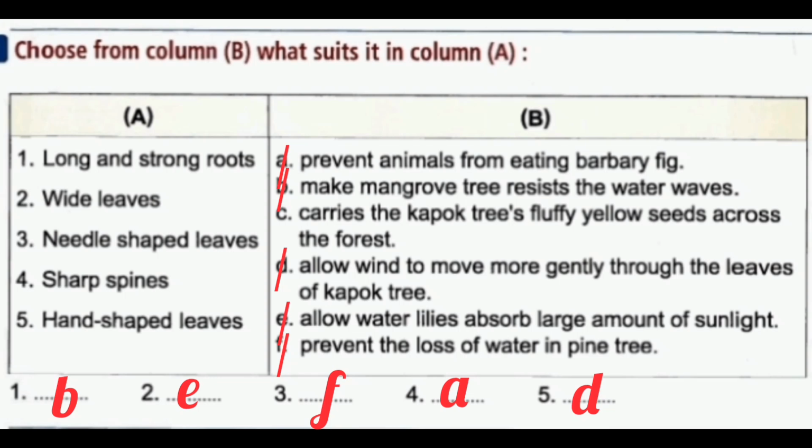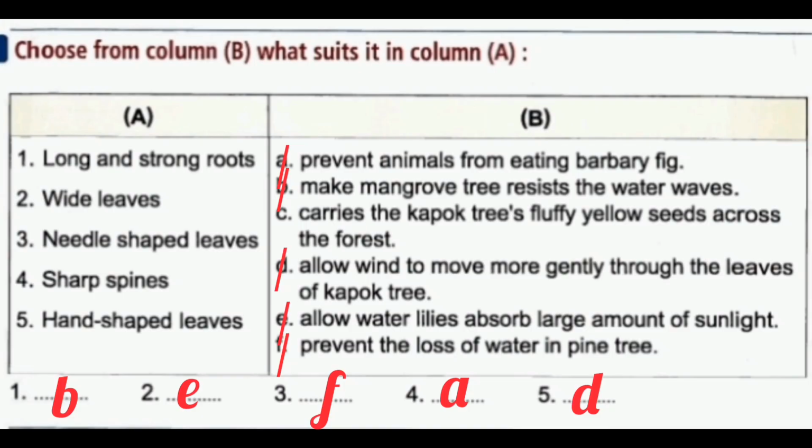Number 3. Needle-shaped leaves. Needle-shaped leaves prevent animals from eating Barbary fig. Carries the cabbage tree's fluffy yellow seeds across the forest. Allow wind to move more gently through the leaves of cabbage tree. Prevent the loss of water in pine tree. Needle leaves prevent the loss of water in pine trees. So we will choose letter F with number 3.